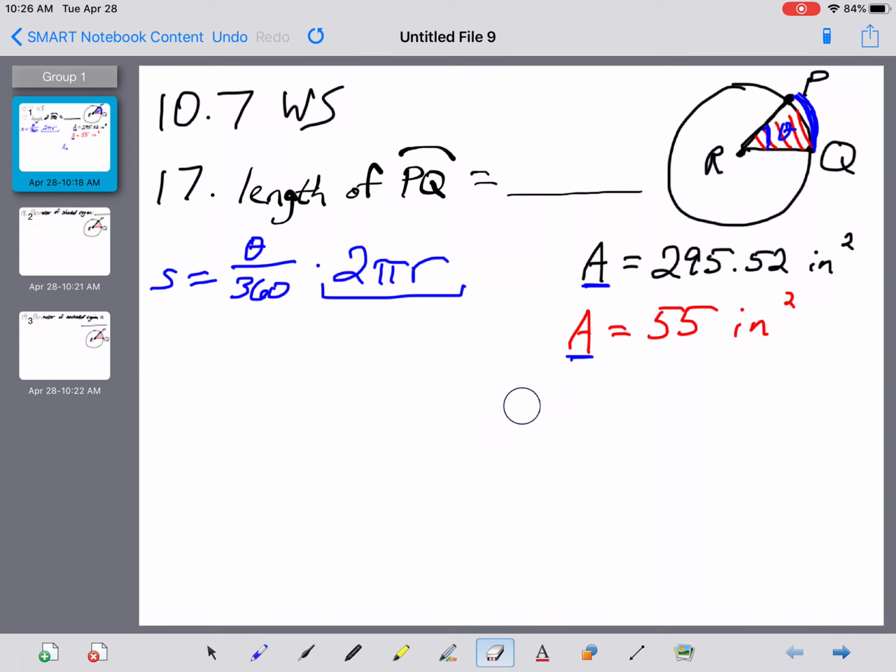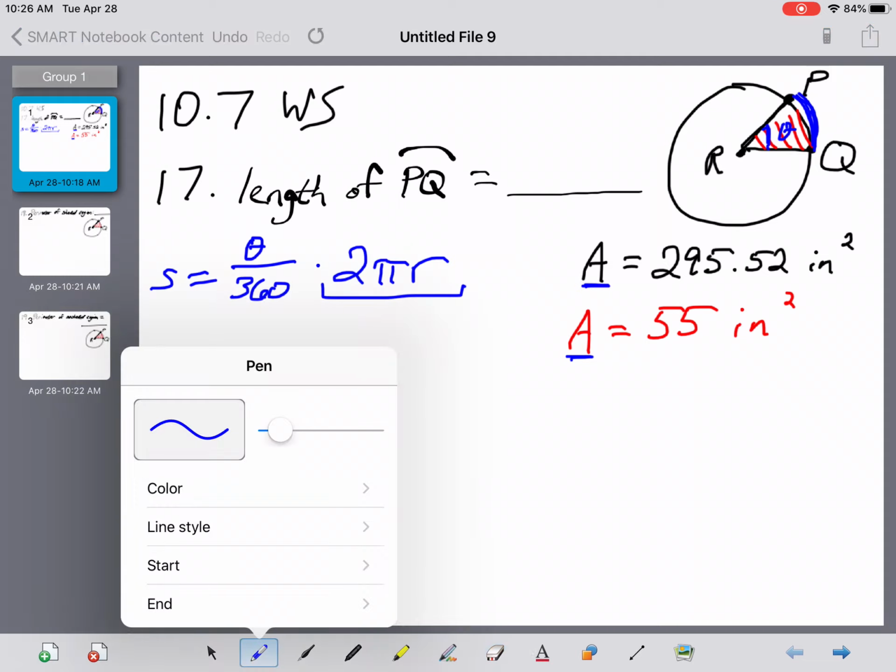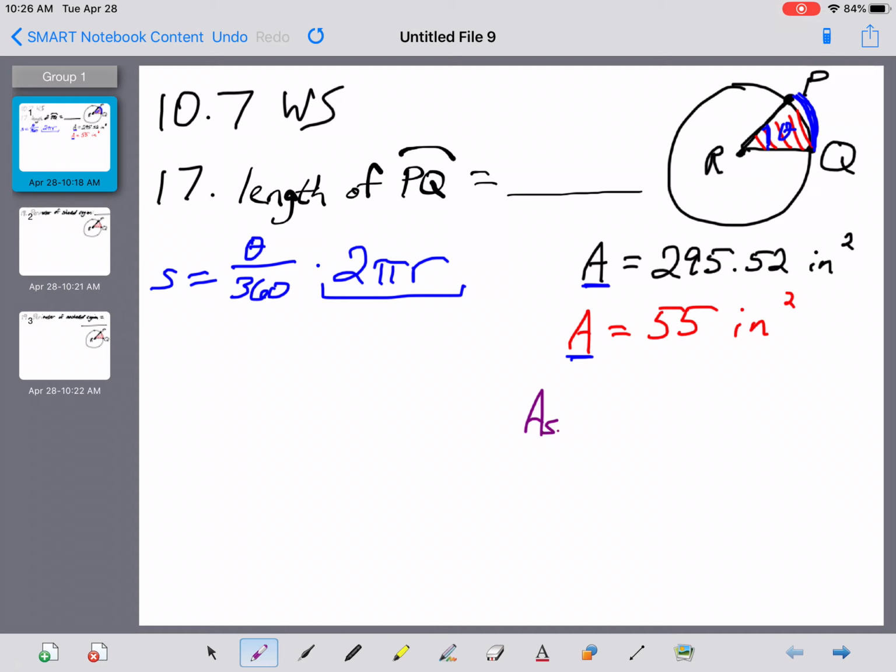Let me switch colors on you right here. We'll go to purple on this one. The formula for area of a sector is similar to the formula we just wrote down for arc length. It's theta over 360, but now we multiply it by the area of the entire circle, which is pi times the radius squared. Unfortunately, there's a few things going on right here. We can probably figure out the radius first.